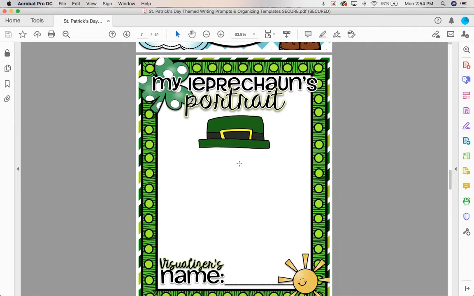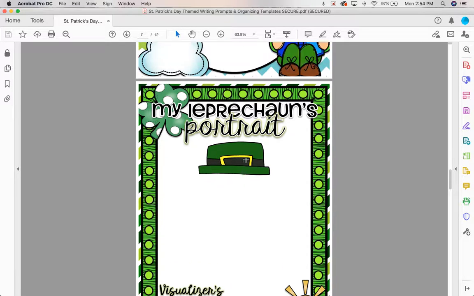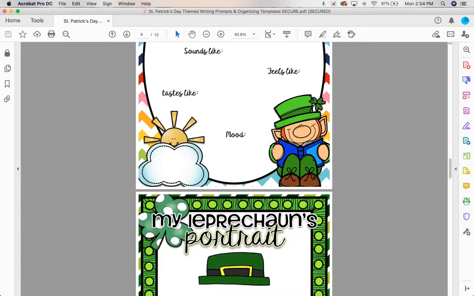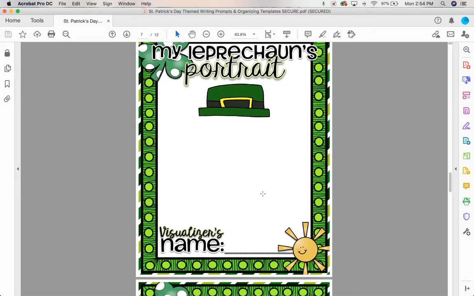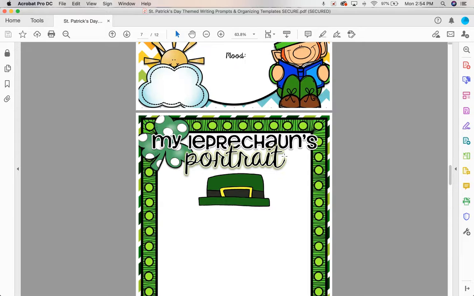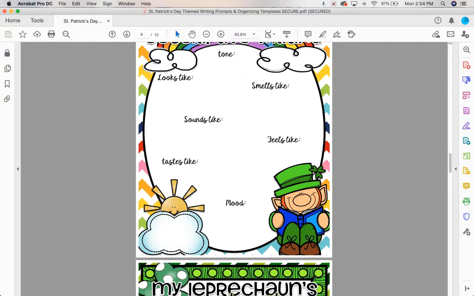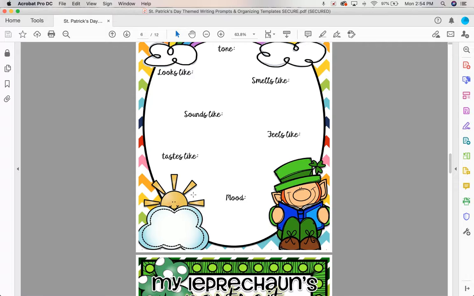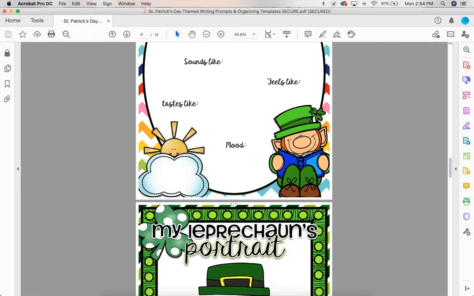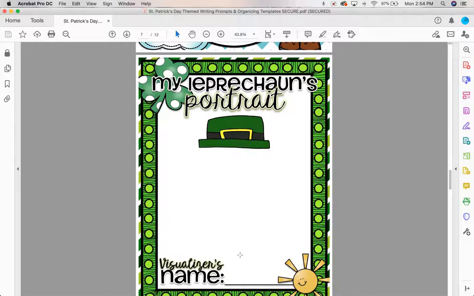My leprechaun's portrait, and this is a visualizing page. So based off of these descriptions here, what does your leprechaun look like? And you can even have another student visualize based off of one student's descriptive words.